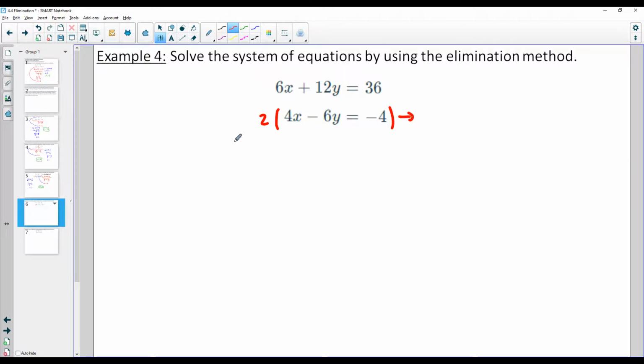And that's going to get us 2 times 4x is 8x. 2 times negative 6y is negative 12y. Then we have our equal sign. 2 times negative 4 is negative 8. And now I'm just going to rewrite this one over here so I can line it up really nicely. It makes it easier to add or subtract.